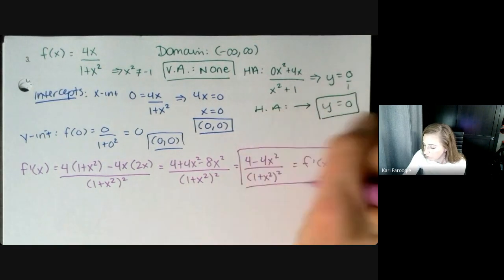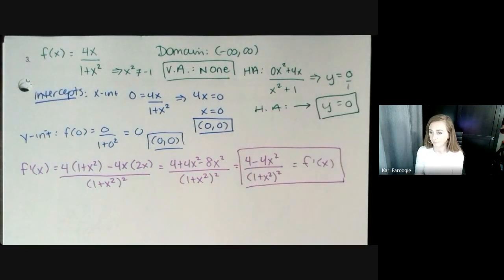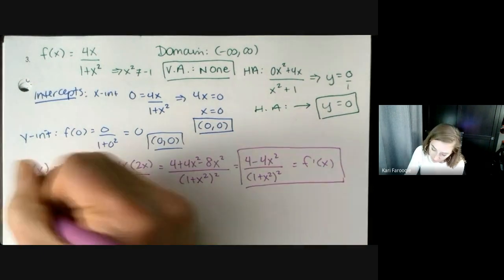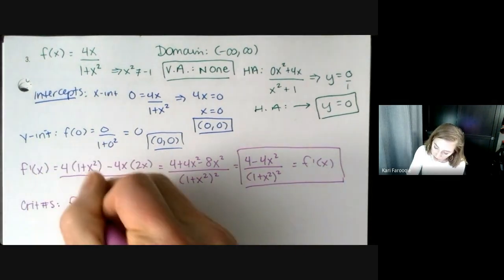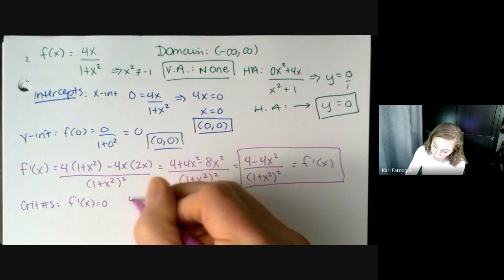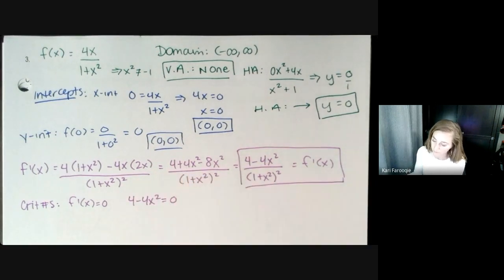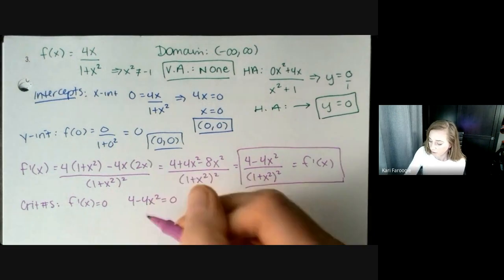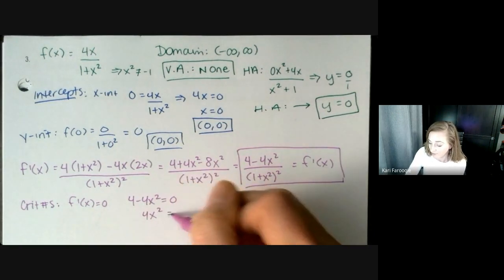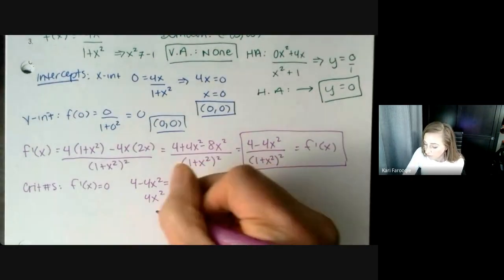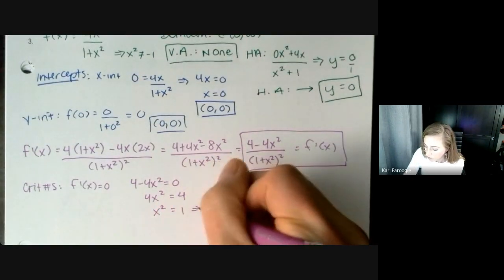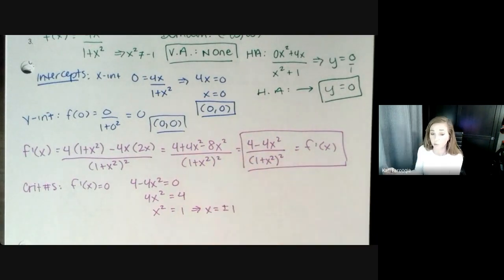I'm going to call it out so that we can easily see it when we take f double prime. All right, now we're going to look for critical numbers. So we're going to look for values where f prime of x equals 0, and that's going to be where 4 minus 4x squared equals 0. I'm just going to add 4x squared to both sides, so we'll have 4x squared equals 4, and x squared equals 1. That means x equals plus or minus 1 will be critical numbers.